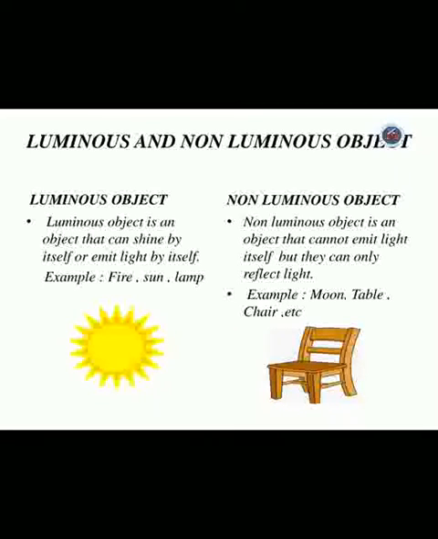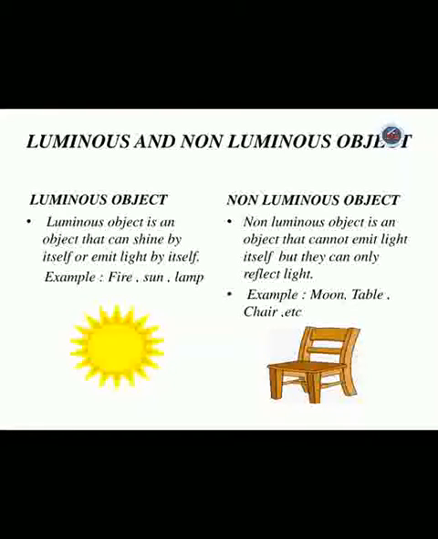Now, why are we able to see objects? Very simple. When light from an object enters our eye, we are able to see the object. This light may be emitted by the object or may be reflected by it. In simple terms, the object may have its own light or it may reflect light from another source of light.